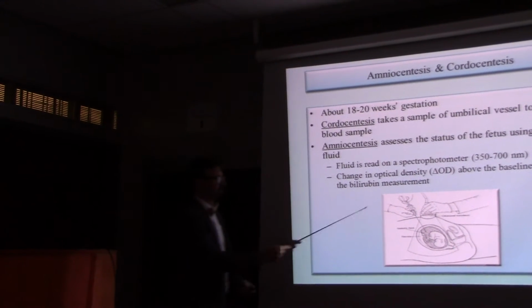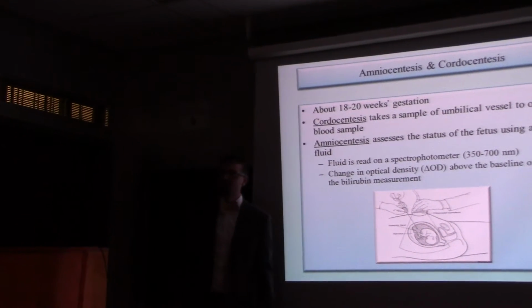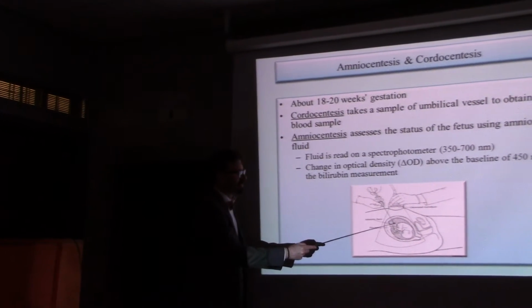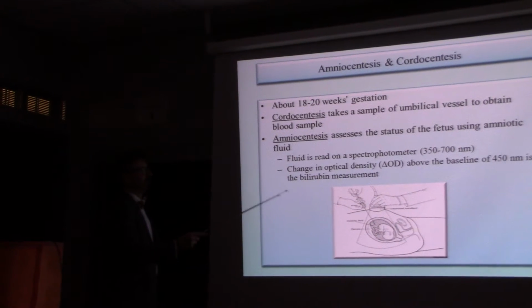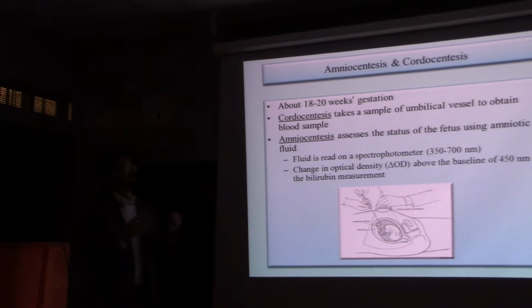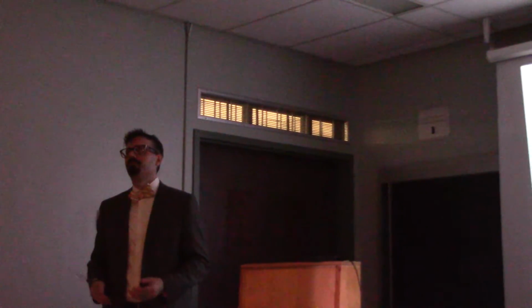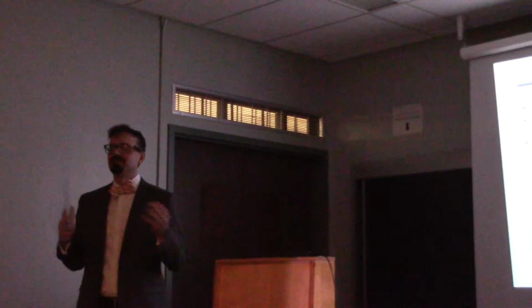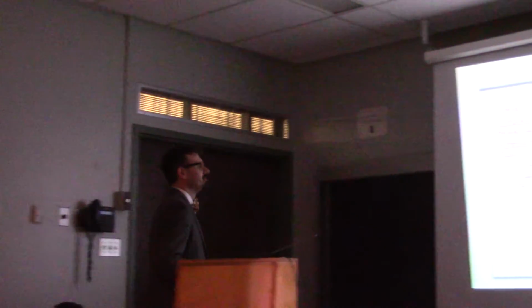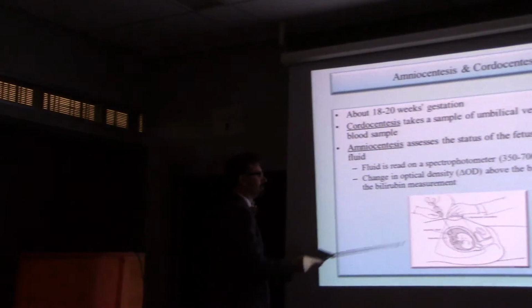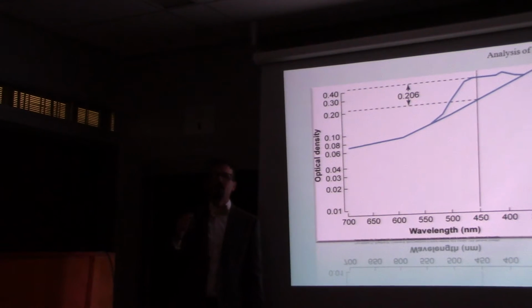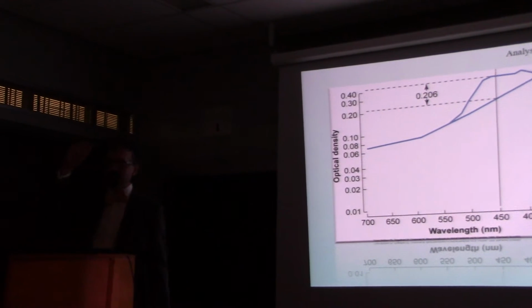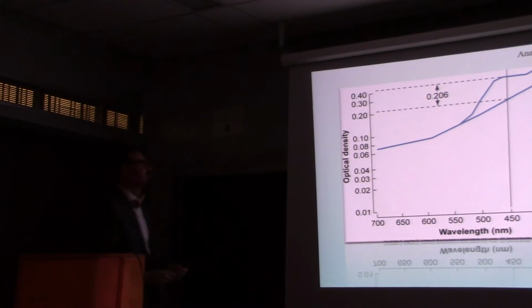Amniocentesis, here's a picture of amniocentesis, obviously a little more invasive. You're sticking a needle right in the amniotic sac. So what you do from this is you suck out the fluid and you want to measure the bilirubin. But you just don't measure the bilirubin directly. Nothing's that easy. What you have to do is spectrophotometry, where you get some absorbance or optical density from the patient, and you compare that to a standard curve.